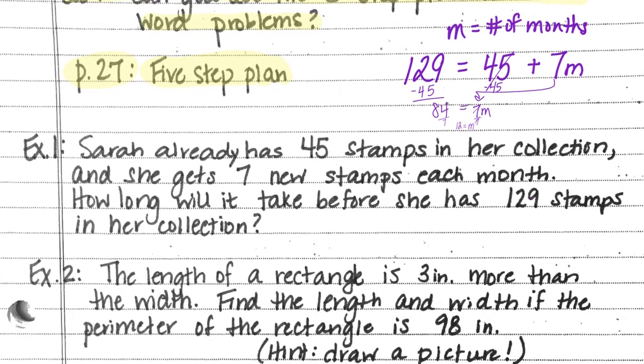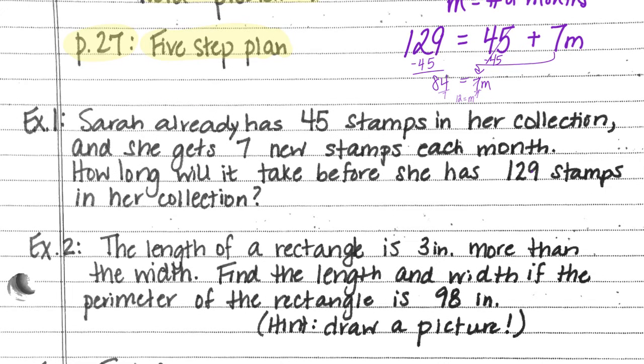All right, moving on to example 2. I did give a great hint, and I always say draw a picture. The next question says the length of a rectangle is 3 inches more than the width. Find the length and the width if the perimeter, so notice the key word is perimeter here, is 98.